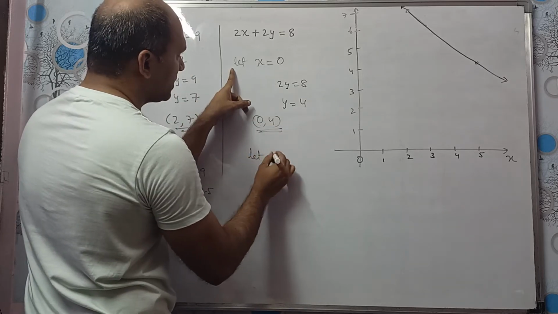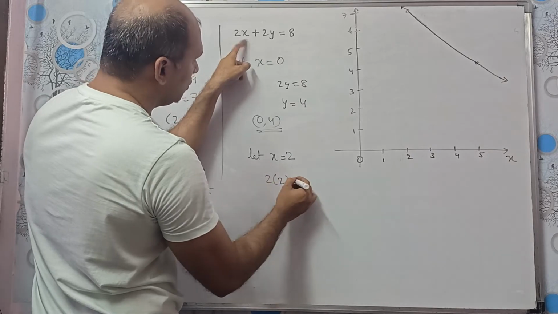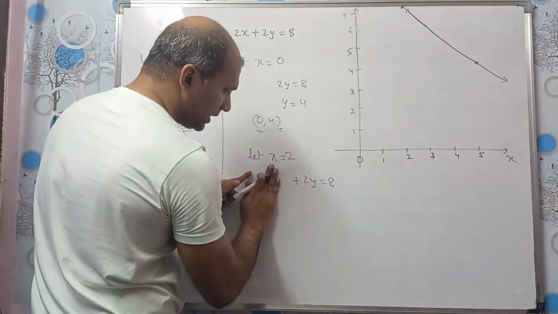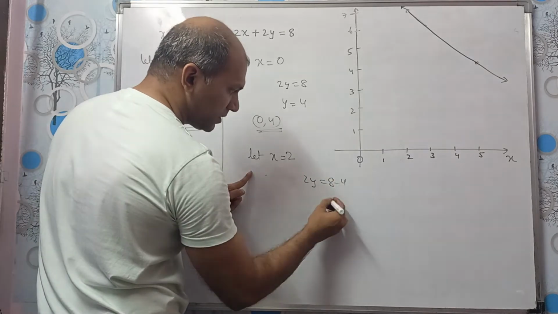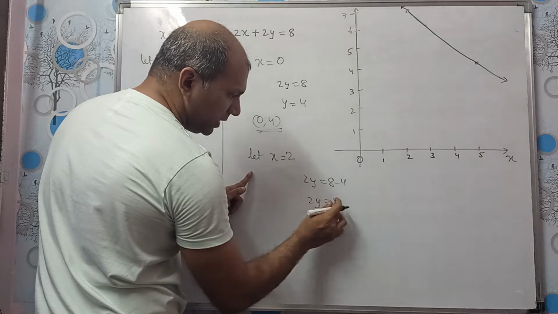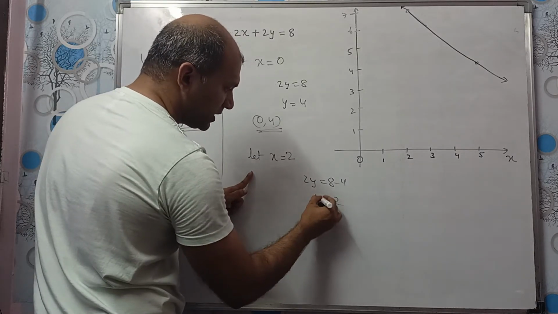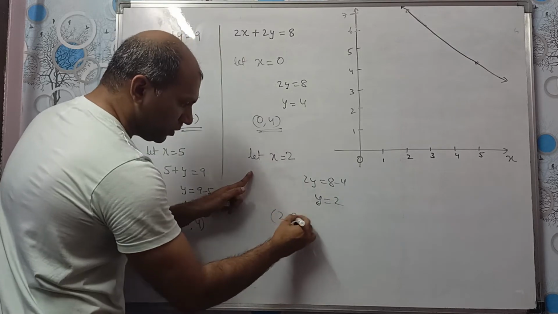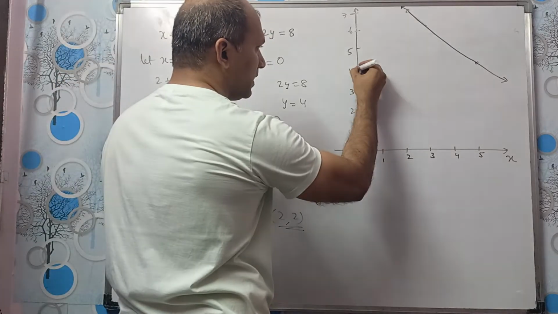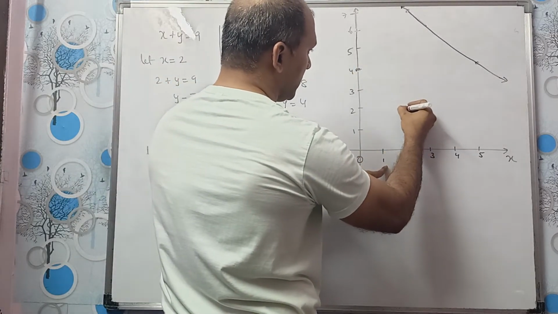Let us take x is equal to 2 now. So this is 2 into 2 plus 2 into y is equal to 8. So 2 2's is 4. So that 4 goes on the other side, becomes minus. So 2y is equal to 4. So this will be 4 by 2, it will be equal to 2. So y is equal to how much? It is equal to 2. So 2 comma 2 is the second solution. So 0 comma 4 is here and 2 comma 2. So 2 comma 2 is here.